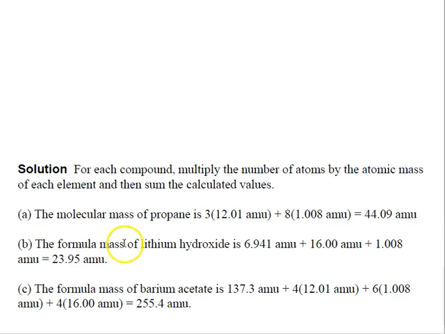The formula for lithium hydroxide we saw was LiOH. We have 1 lithium and 1 hydroxide. Find lithium in the periodic table, which is 6.941. We add to that oxygen, which is 16, and hydrogen, 1.008. Sum all of those together, 23.95.